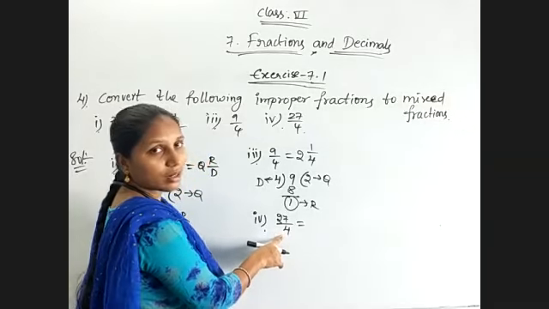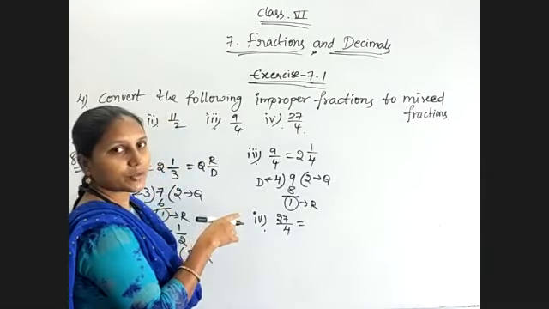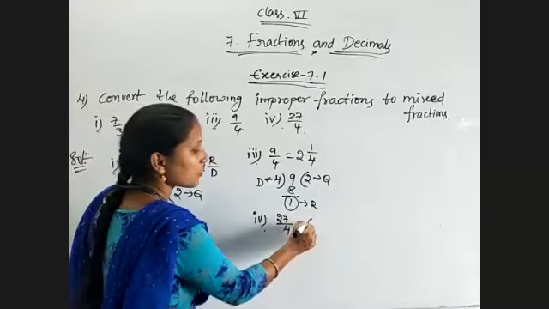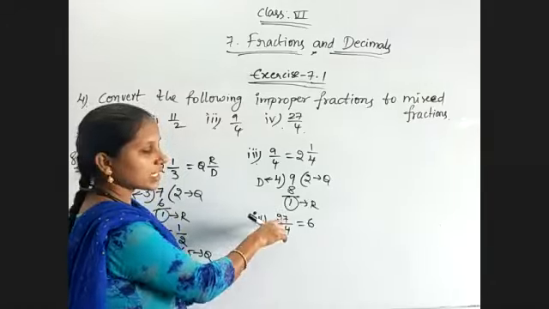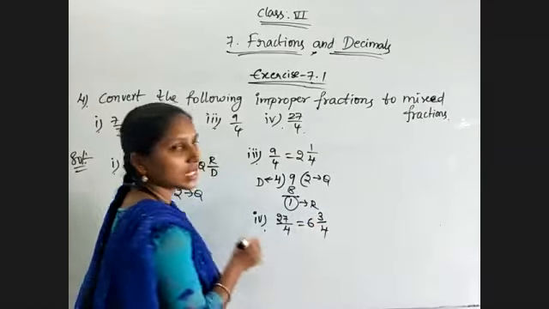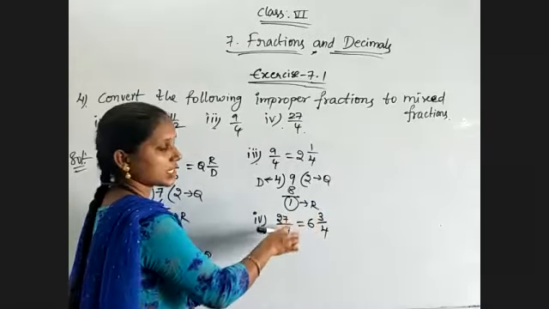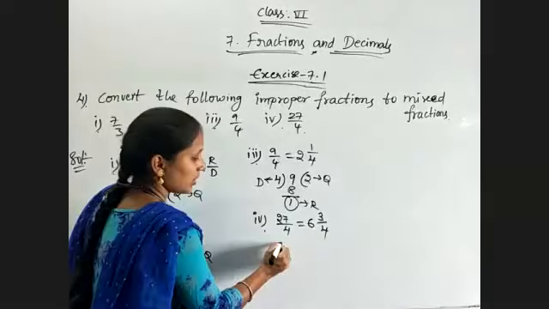But what will be the quotient? 27. 4 7s are 28 we will get. So 4 6s are 24. 27 minus 24 we will get 3 by 4. 6 3 by 4. 6 4s are 24. 24 plus 3 is 27 by 4. We will see.